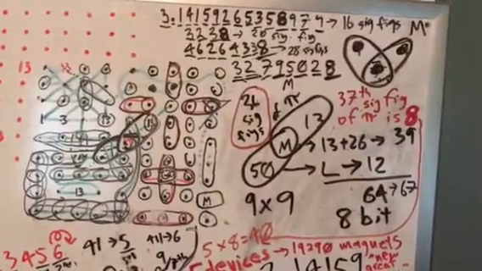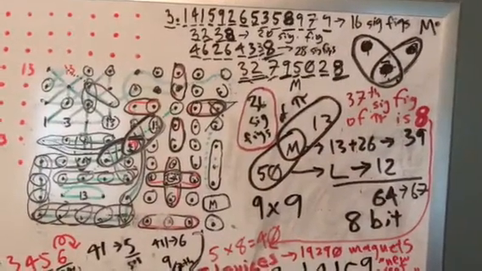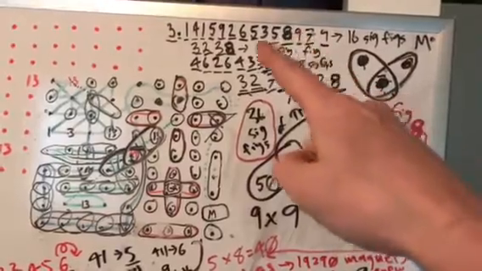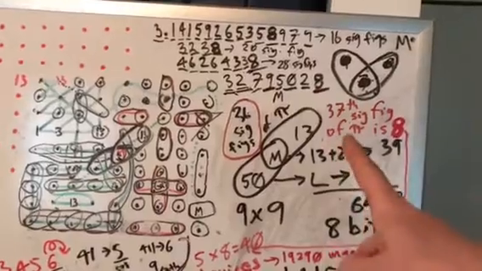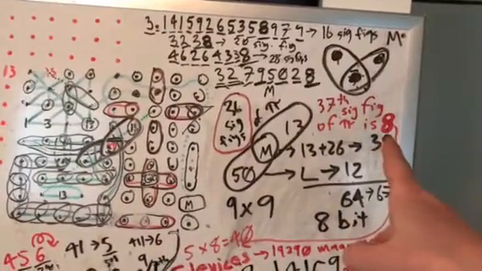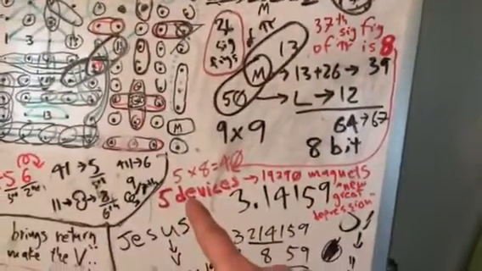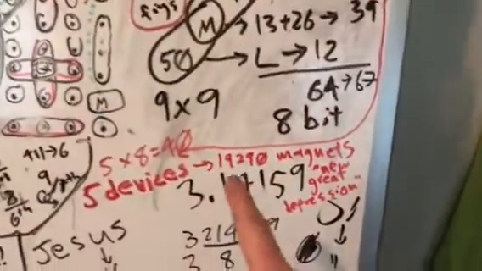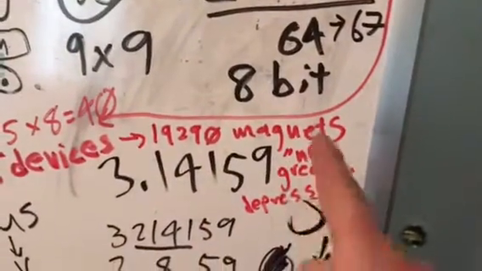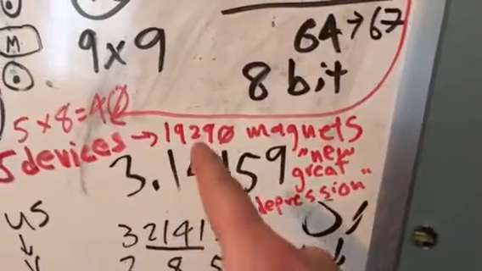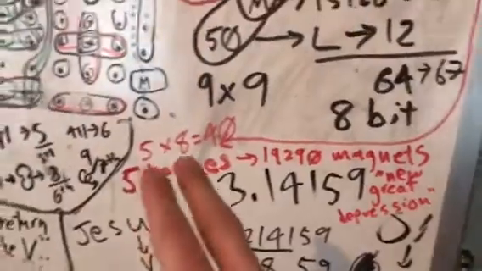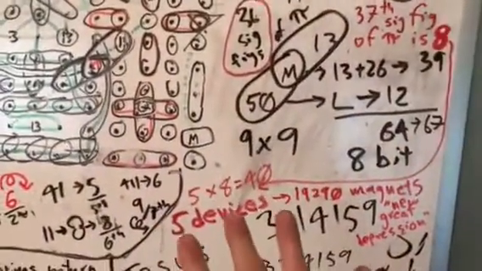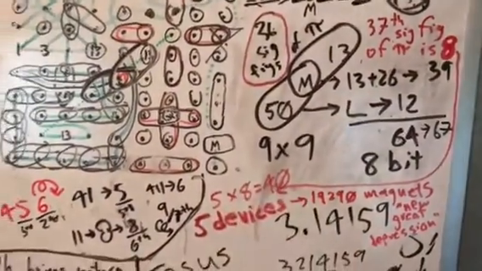So when you understand the first 36 significant figures of pi, you understand that you're going to have 1 8, 2 8, 3 8, and 4 8. Lo and behold, the 37th sig fig of pi is 8. And you need 5 cellular energy devices. Or the Great Depression, or the new Great Depression of magnets, is 19,290, which would be 3858 times 5. Now, 5 8s. What Jesus tells you to do?